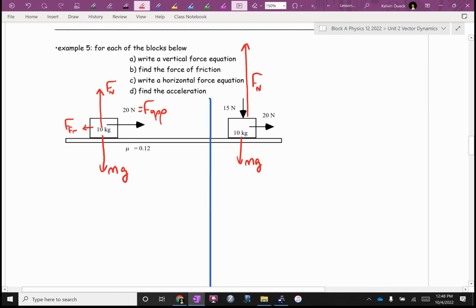What else? Yeah, I would probably take care of the 20 next. What do we call the 20? F applied. And then, you're right, I would add friction. Okay. Now we're better. We can handle this.